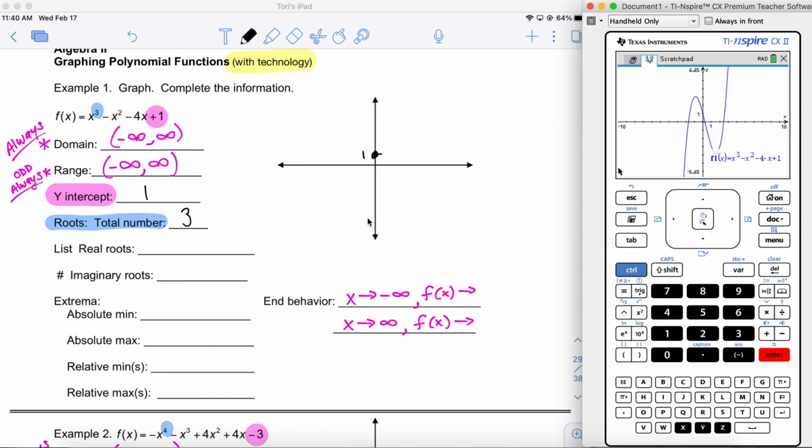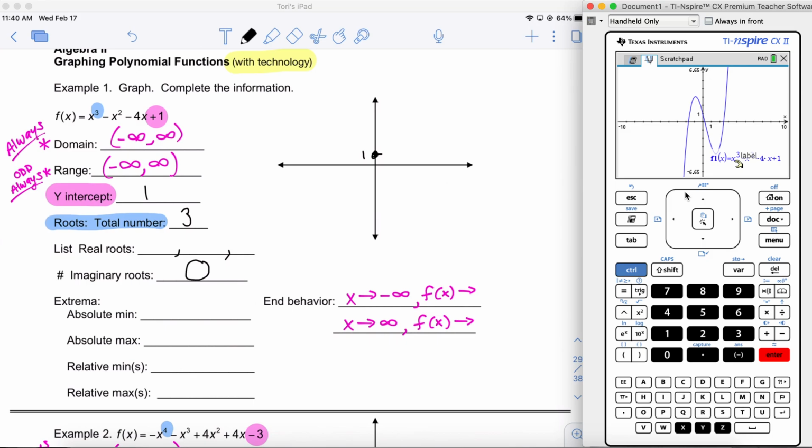All right, looking at my graph right now, I can see that I hit the x-axis 3 separate times. So I'm going to have 3 real roots. I don't know what they are yet, but I do not have any imaginary roots. I'm going to put commas here so that we can get all 3 of them. Let's show you how to do that.